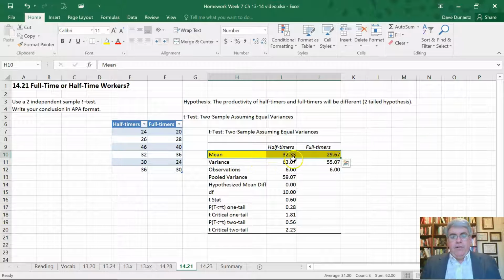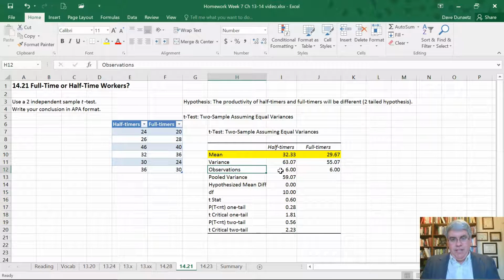Now we want to know if this is significant. If it's significant, that means that we can make that conclusion for all of the workers in this factory, all the half-timers and all the full-timers. This is just a sample of them. So we had 6 of each. That's important to note.